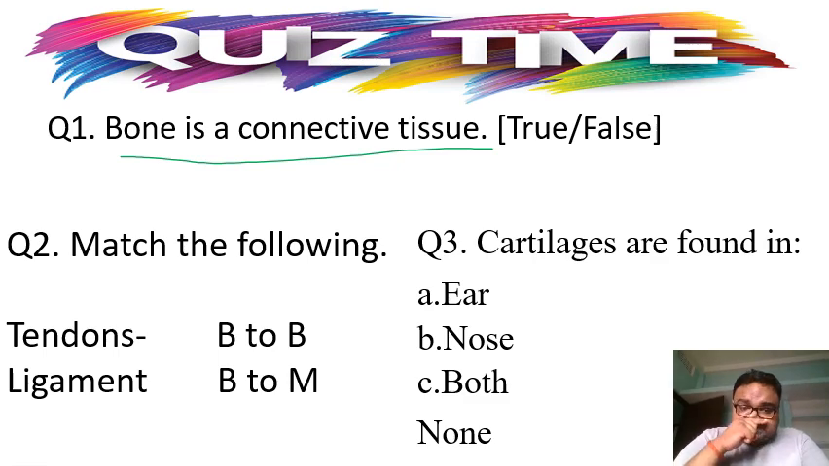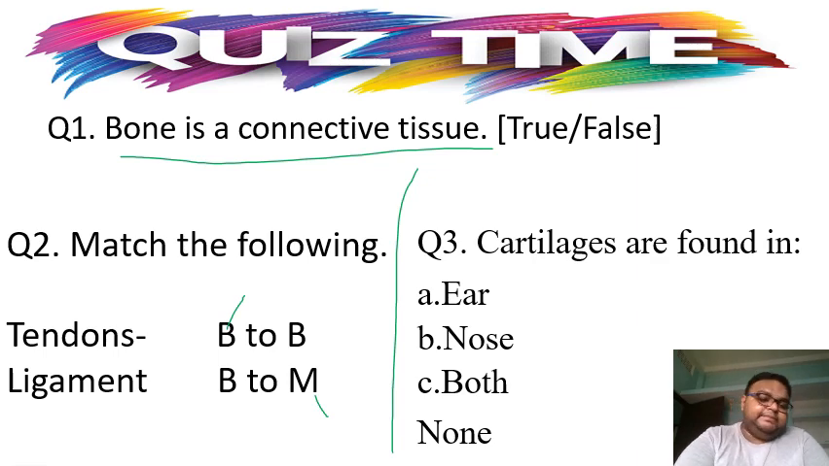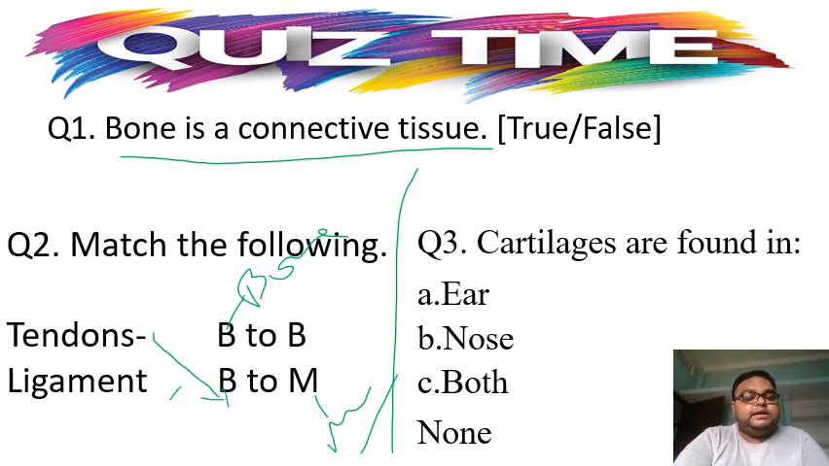Right. Okay, students. Now you need to match what tendons connect and what ligaments connect. Here B means bones, M means muscles. Right. So tendons connect what? Tendons connect bones to muscles, right? And ligaments connect bone to bone, right?